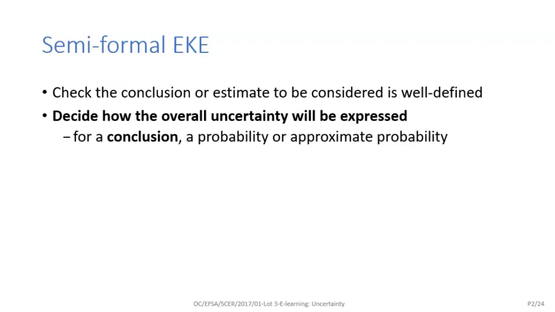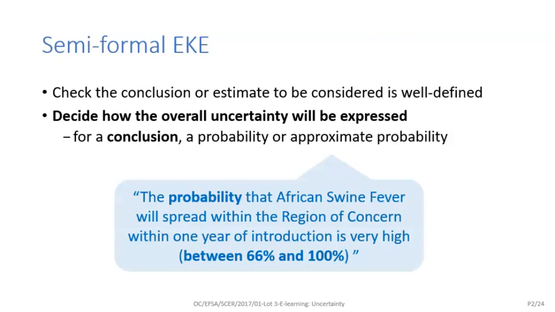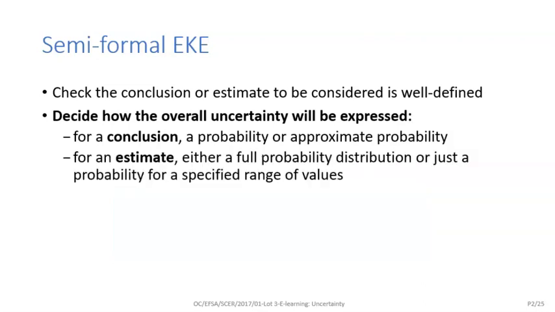For a conclusion, this can be a probability or approximate probability. We saw an example of this in the first presentation from the opinion on African swine fever, where a range of probabilities was used to quantify uncertainty about whether the disease will spread. Where the conclusion is an estimate of something, you can use either a full probability distribution or just a probability for a specified range of values. This applies to the Campylobacter example, where the conclusion requires an estimate of the percentage reduction in cases of the disease if a control option is implemented.